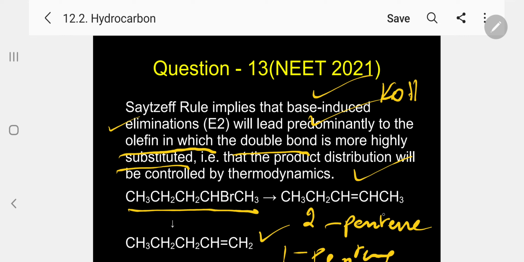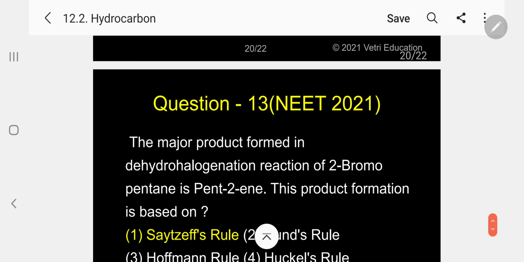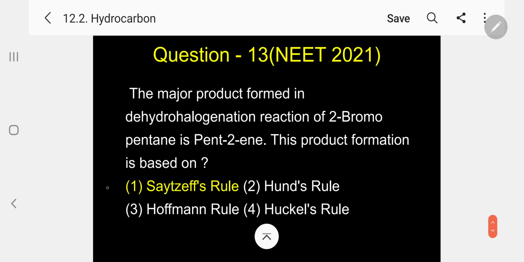Just take here, there is one substituent on this carbon. Here is an ethyl group, another substituent. So 2 substituents are present. This is according to Saytzeff rule. Here you just see only one substituent, a propyl group. So this is not obeying Saytzeff rule. So the product is 2-pentene. This is highly stable compared to this compound. So the answer is very easy. So the trick, kindly note. This is the answer. Saytzeff rule is the correct answer.